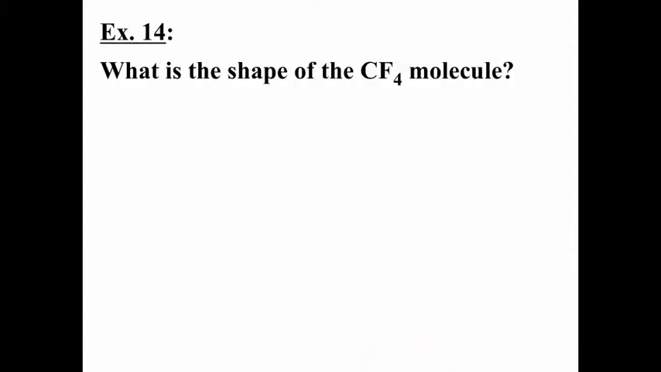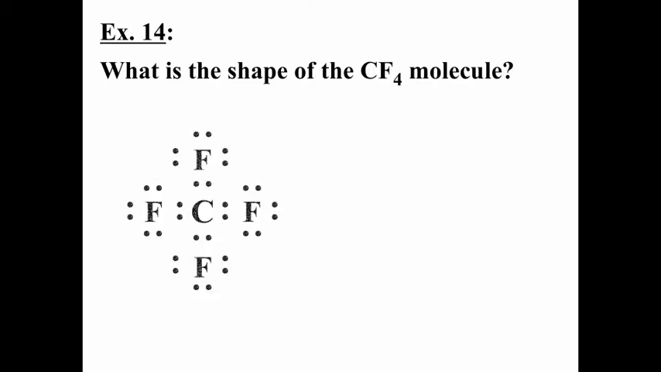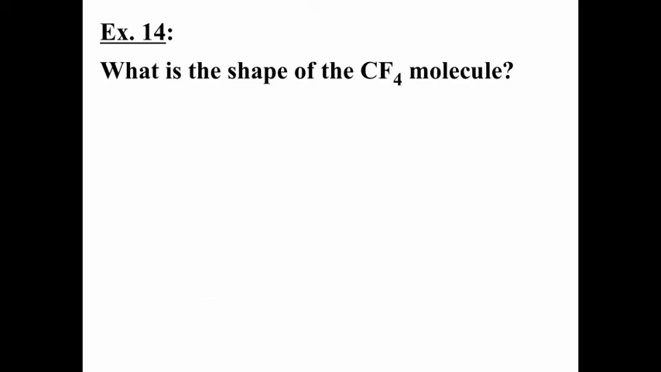And the way to help you develop your understanding is to look at some examples. So, what is the shape of a CF4 molecule? Carbon tetrafluoride. Well, hopefully you can draw the Lewis dot structure. And so you should say carbon's probably going to be the central atom, surrounded by 4 fluorines.